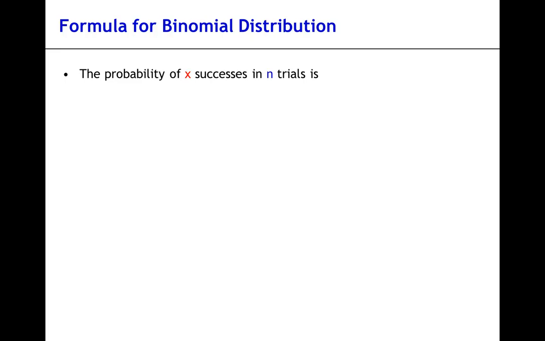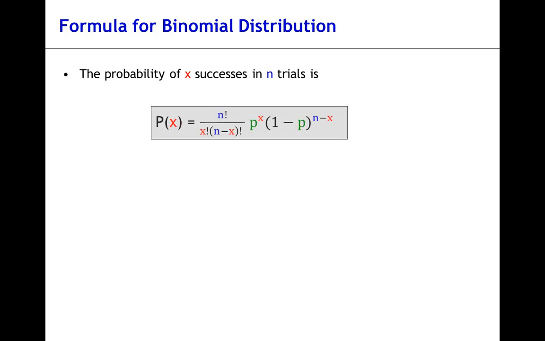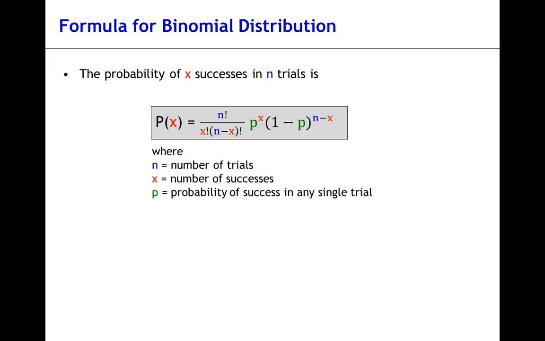If all the conditions are met, then the probability of X successes in N trials is given by this formula, P of X, where N is the number of trials, X is the number of successes for the experiment, little p is the probability of success in each trial, and 1 minus p is the probability of failure in each trial. And so X can range from 0 successes all the way to N successes.